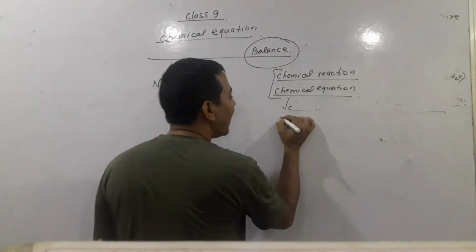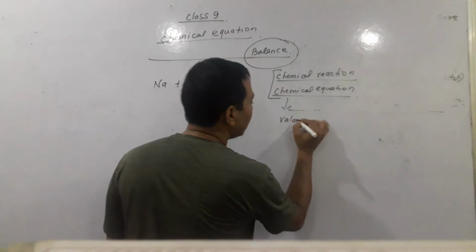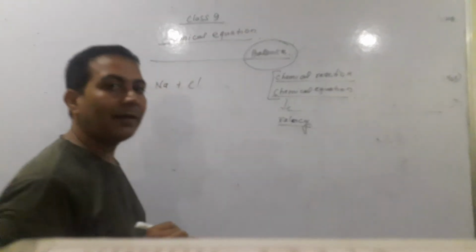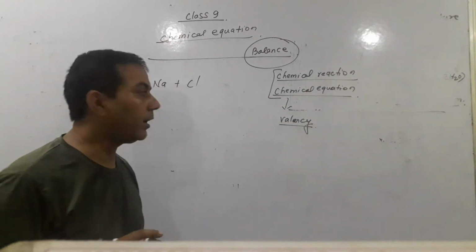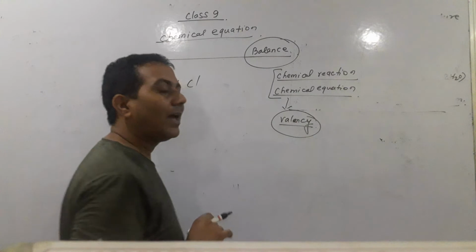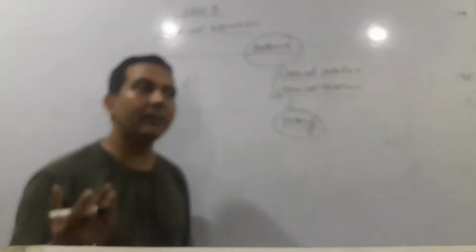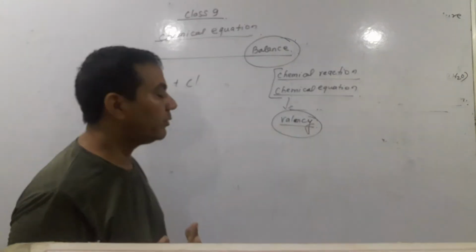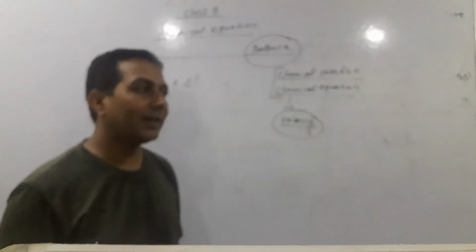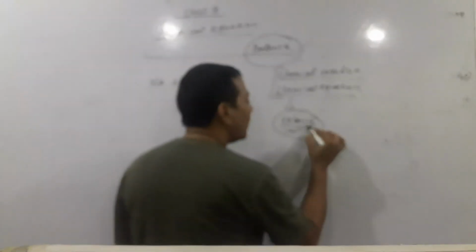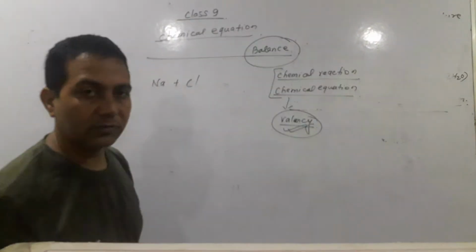The one is the valency. Valency of the elements or the atoms. Okay? We should know the valency. What are the different valencies? Some of the elements have variable valency, and some have a particular valency. So we must be clear about the valency of the atoms.